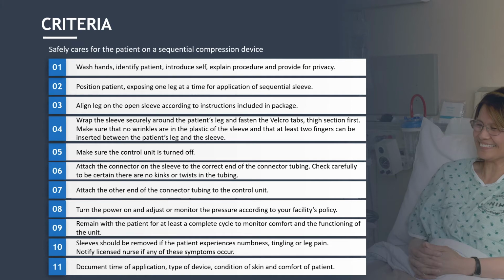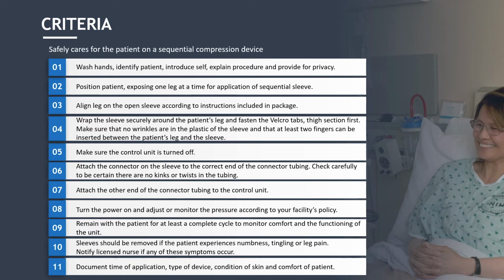2. Position the patient, exposing one leg at a time for application of sequential sleeve. 3. Align leg on the open sleeve according to the instructions included in the package. 4. Wrap the sleeve securely around the patient's leg and fasten the Velcro tabs. Thigh section first. Make sure no wrinkles are in the plastic of the sleeve and that at least 2 fingers can be inserted between the patient's leg and the sleeve.